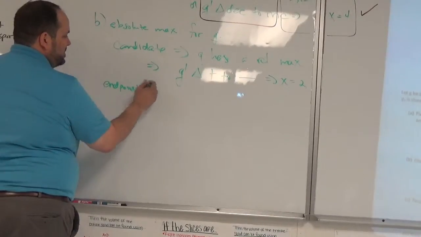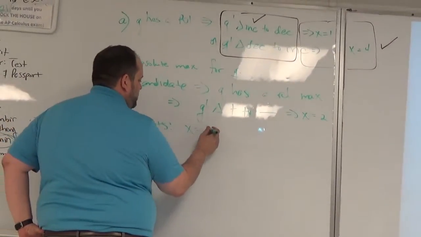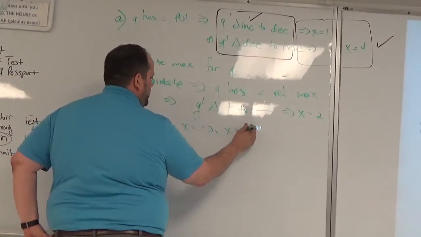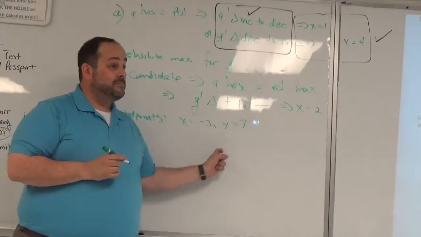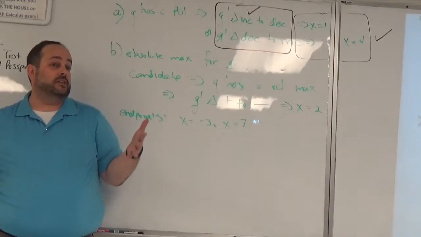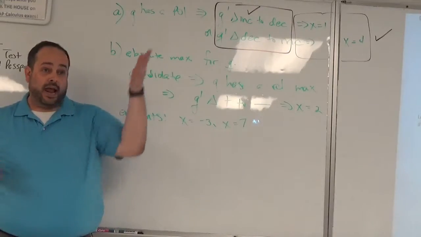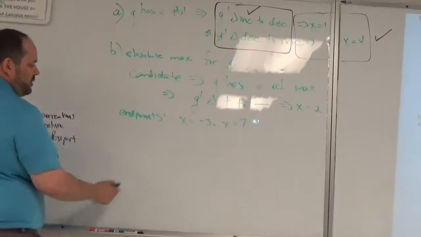We've got endpoints here. What are those endpoints? -3 and 7. Right. We know what the candidate is. We know what the endpoints are. The hard part now is that you've got to start organizing all this information and taking some action. And I heard it in all three groups.